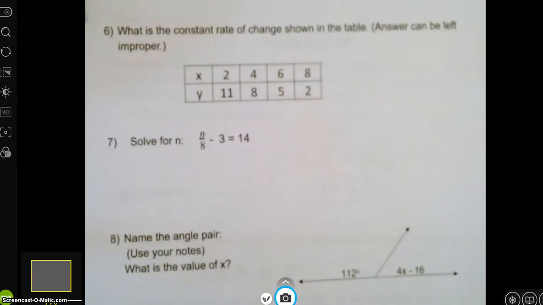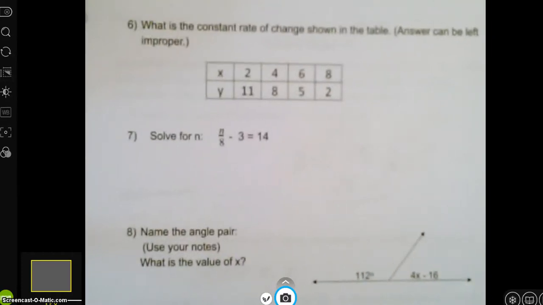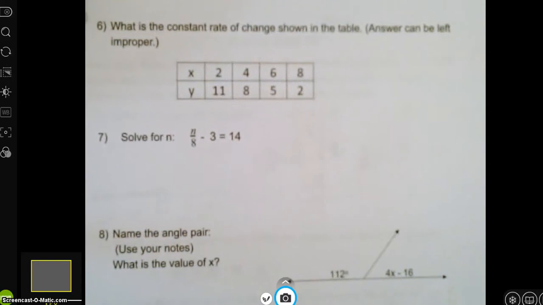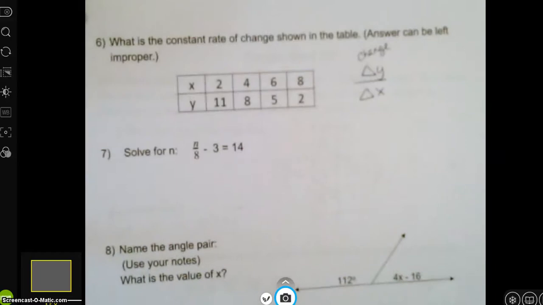Hey guys, we are going to continue working on practice sheet 17 and do a couple more problems. Number 6 says, what is the constant rate of change shown in the table? So remember, constant rate of change is delta y over delta x, or the change in the y values over the change in the x values.